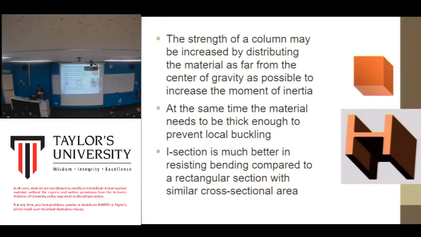Okay, the strength of a column may be increased by distributing the material as far from the center of gravity as possible to increase the moment of inertia. Again, example: compared between this and this, even though the volume of the material is the same, if you arrange them in a different manner, this would have better resistance towards bending. At the same time, the material needs to be thick enough to prevent local buckling.